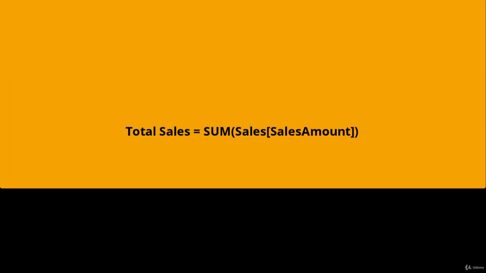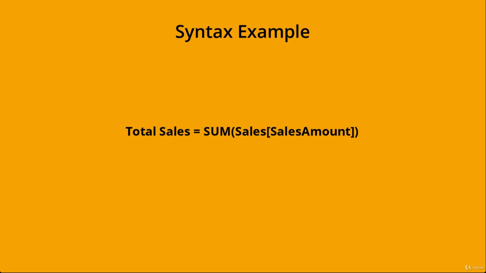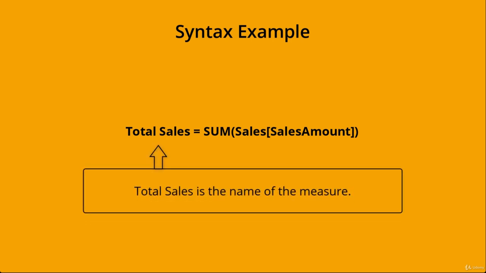Let us look at an example here. Total sales equal to sum of sales amount. Total sales is the name of the measure. You can give any name of your choice which conveys what the DAX formula is all about. In this case, the name suggests that this DAX formula will compute the total sales amount.